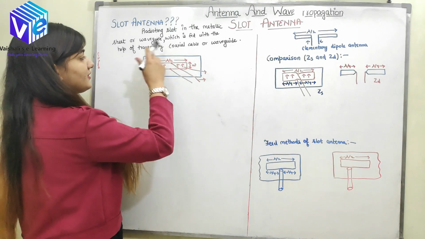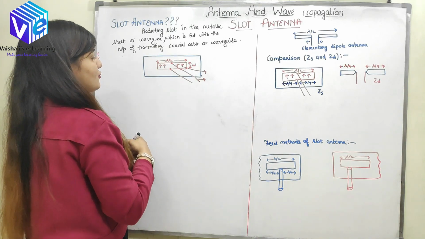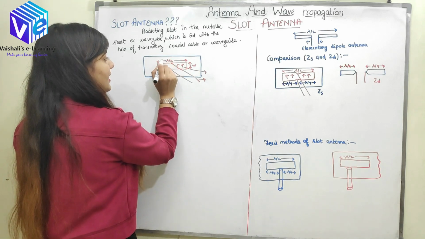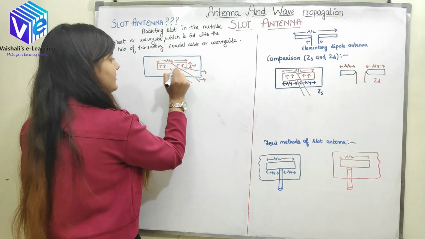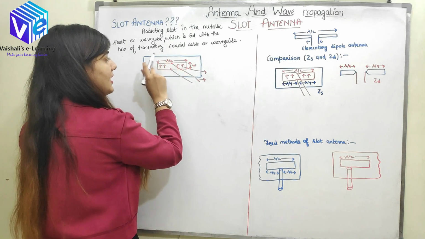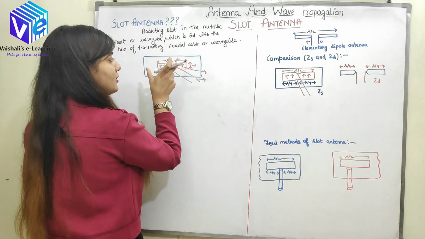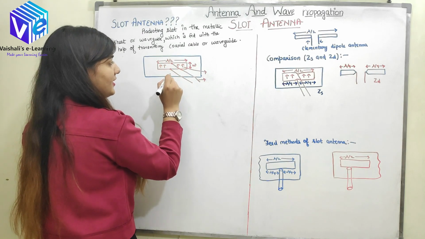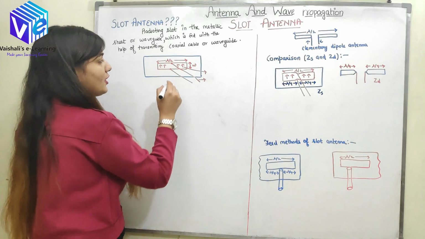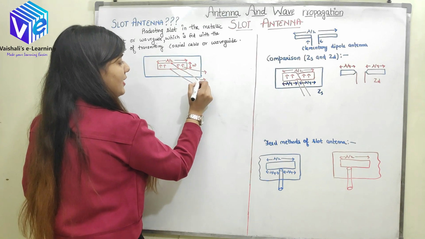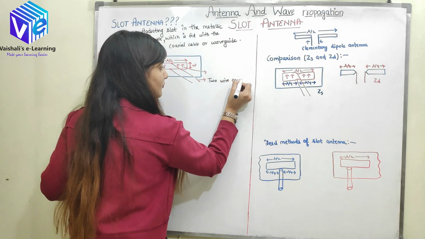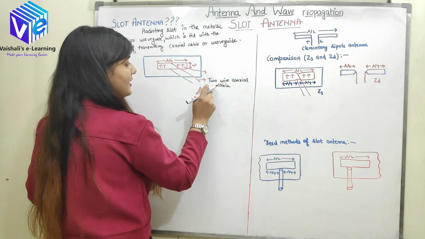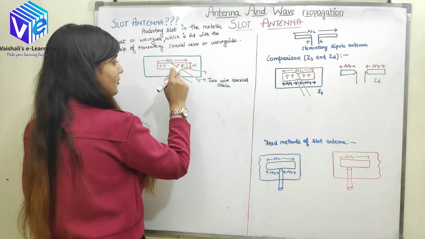So if I am considering this to be my metallic structure, and there is a slot of length lambda by 2, and this is a horizontal slot because the length is greater than the width. So the lambda by 2 length is more in the horizontal direction, so it is a horizontal slot. This is a 2-wire coaxial cable. This antenna is getting its energy from this 2-wire coaxial cable which is fitted on this slot.